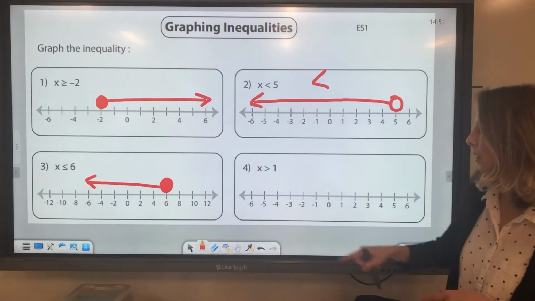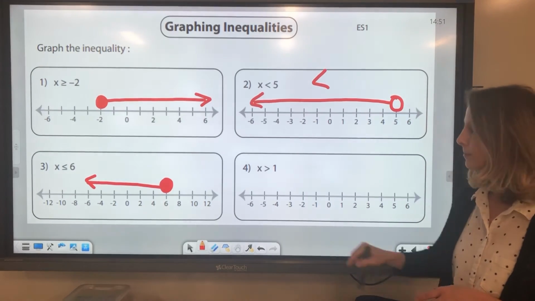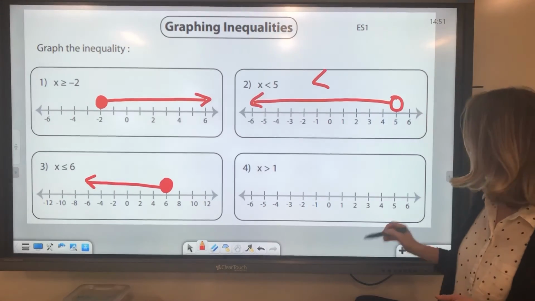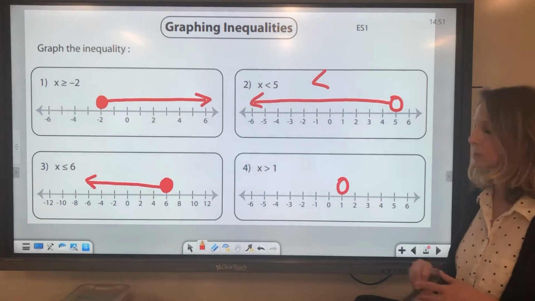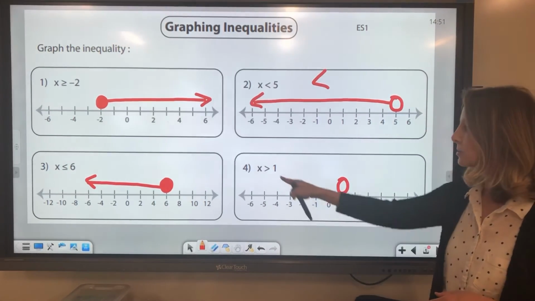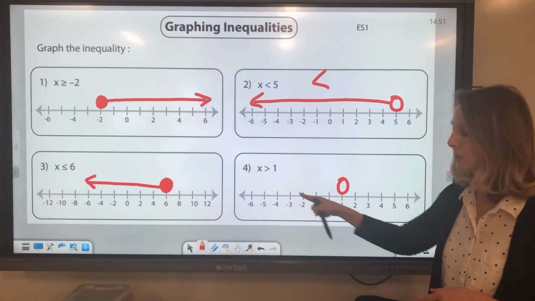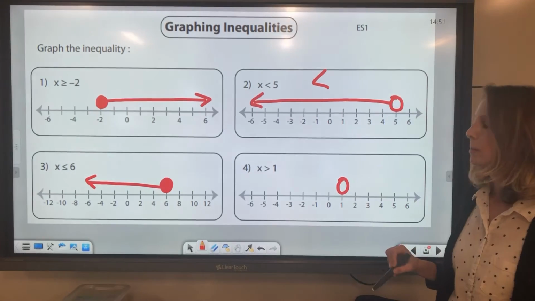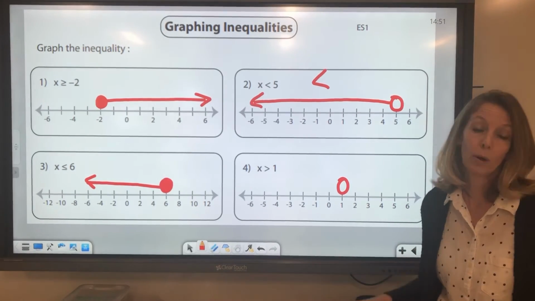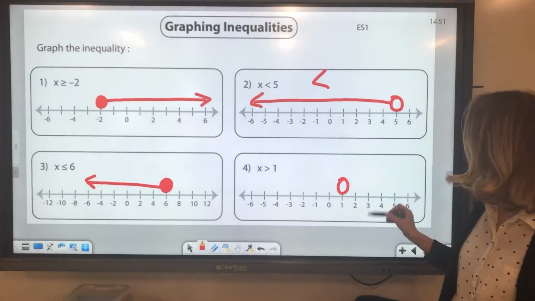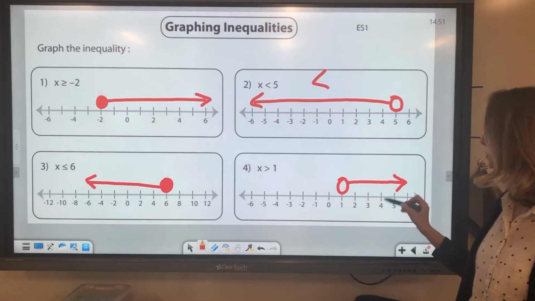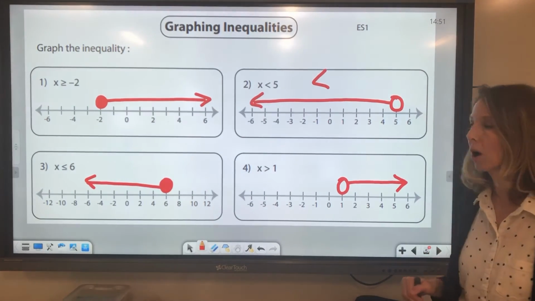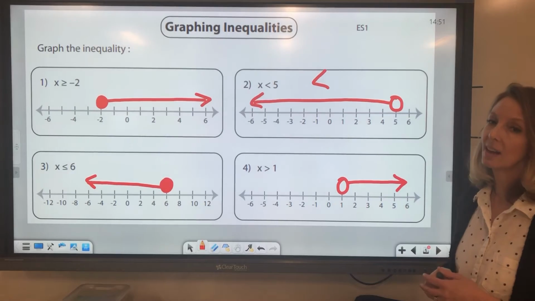All right, let's look at one more. X is greater than 1. So 1 is in my inequality, which means that's where my circle is going. I do not have the or equal to sign under there, so it is an open circle, meaning we're not really including 1 as a solution. But anything larger than 1, so 1.1, 2, 3, 10, numbers going to the right. All right, so that is how to graph an inequality.